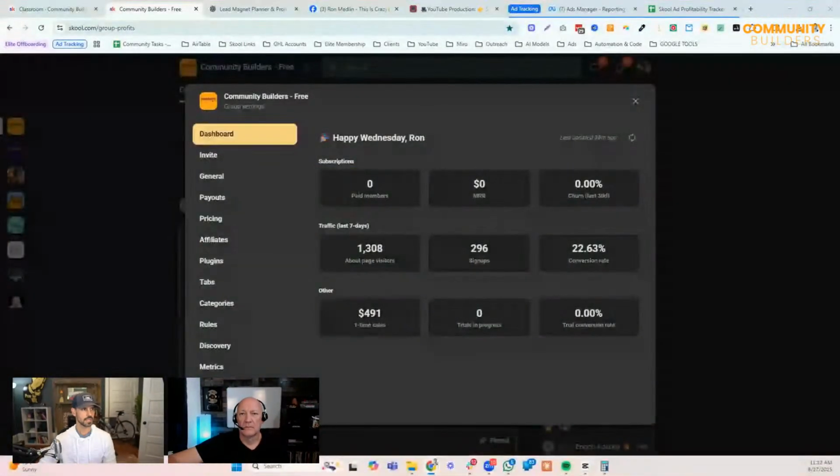An example, let me just go back to this for a second. So this is our free community. And so we're getting 1,300 About Us page visitors in the past 7 days. And then we're converting 22.63% of those into free members. So that's about 300 a week.